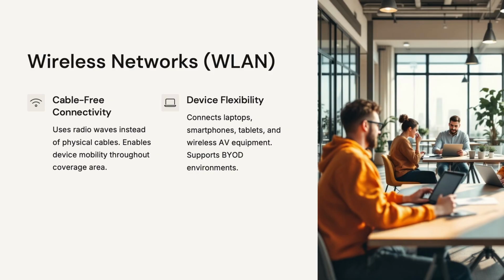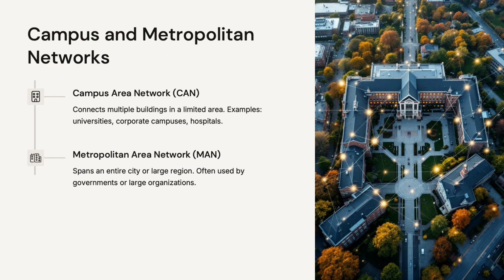Next is a campus area network. A campus area network interconnects several local networks within a larger defined area, like a university campus, a hospital complex, or corporate campus. Campus area networks are often called CANs. They allow multiple buildings to share resources and centralize IT management.